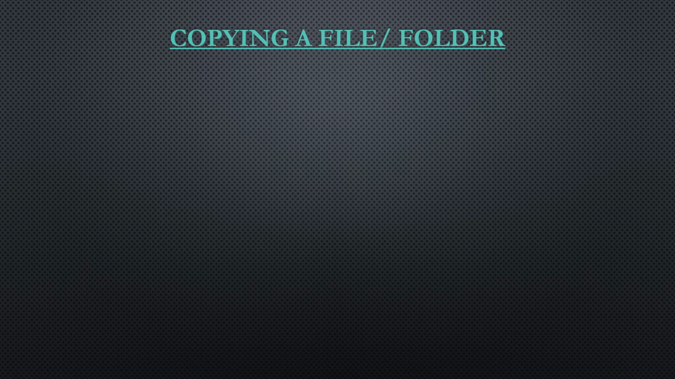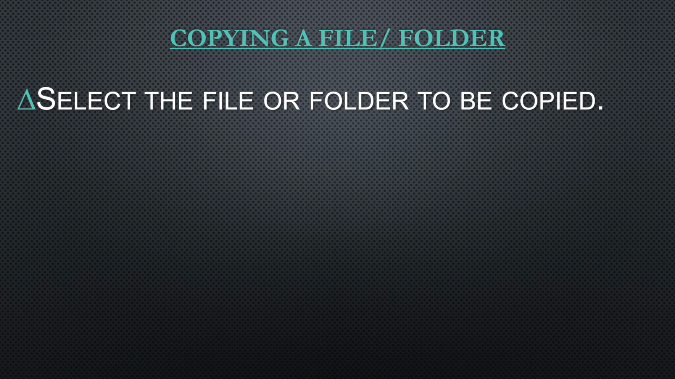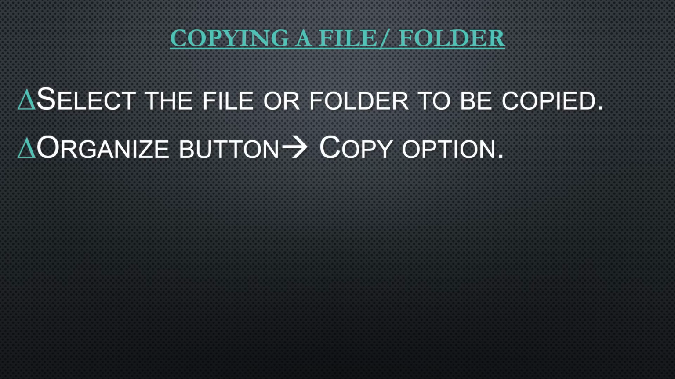Next is copying a file or a folder. Copying means creating a duplicate of the original one. So we can create a copy of the file or the folder by following these steps. The first step is you will select the file or the folder that you want to copy. After that, you will click on the Organize button and select the copy option.